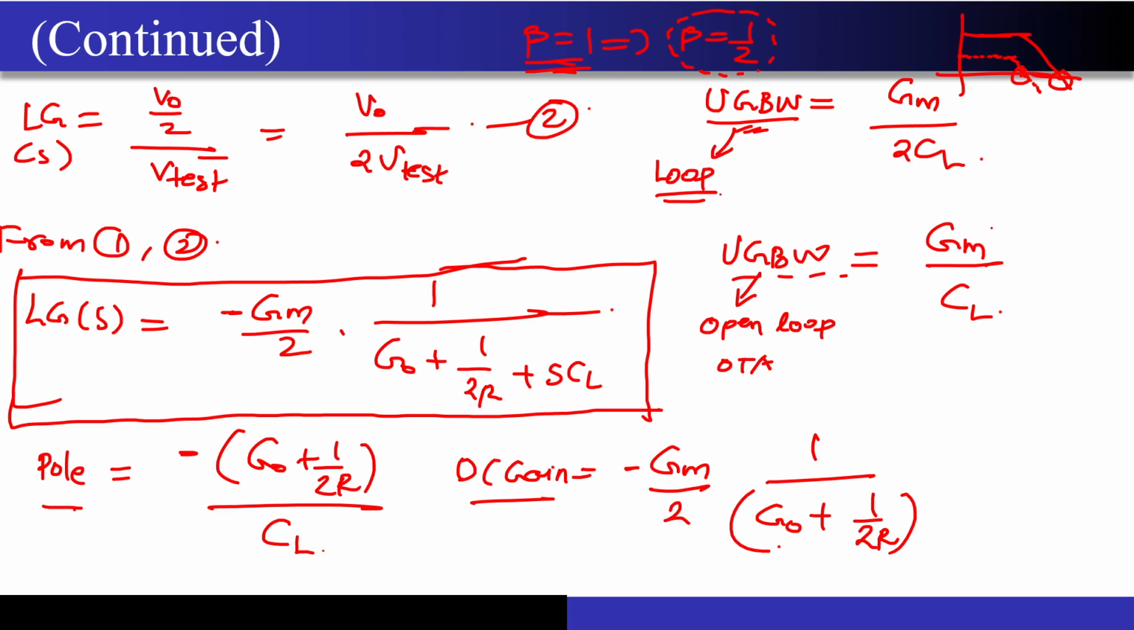Is this point clear to everyone? Why UGBW has got multiplied by the factor of 2 for the case of open loop OTA? Okay, so now we have got the UGBW and now we have also got this. So now what will be the Bode plot diagram that will look for this particular case?